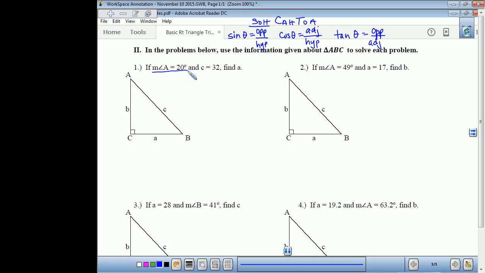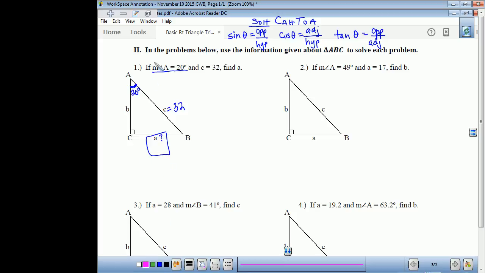They give us the measure of angle A is 20 degrees. So they have indicated the angle that we're looking at, the angle that we're referencing is this one, and it's 20 degrees. They have also given us side C is 32, and they're asking us to find A. That's what we want. What is the length of A?